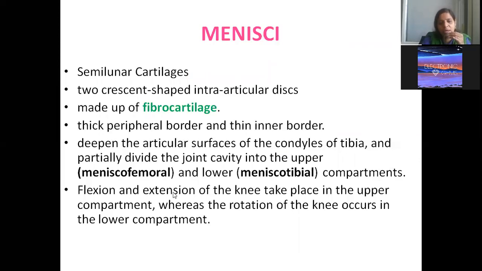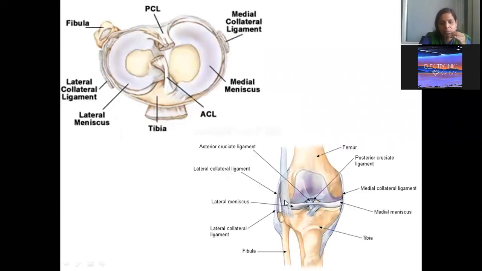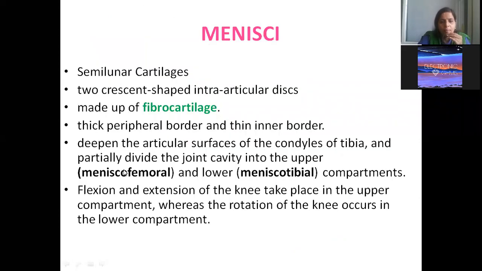They also divide the joint cavity into upper and lower compartments. The upper compartment is meniscofemoral and the lower is meniscotibial. These are the menisci; above is meniscofemoral, below is meniscotibial. Flexion and extension of the knee joint take place in the upper compartment, whereas rotation of the knee joint occurs in the lower compartment. Please remember this point.